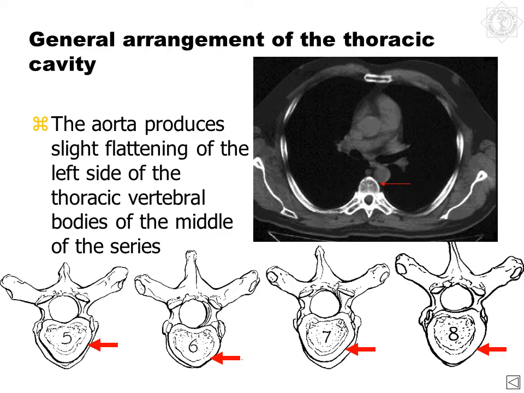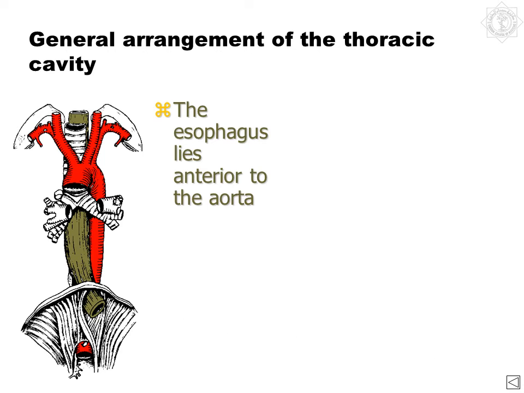The CT scan shows you the position where the thoracic aorta causes pressure over the middle part of the vertebral body. Now the esophagus lies anterior to the aorta. The esophagus passes through the thoracic cavity from the superior mediastinum to the posterior mediastinum.